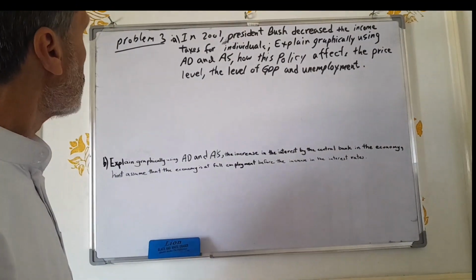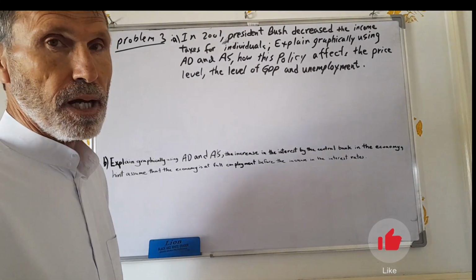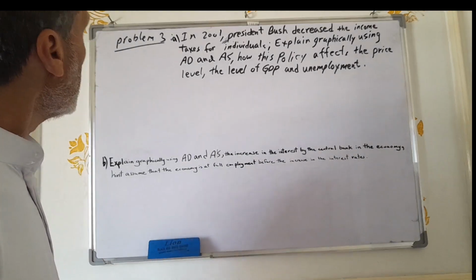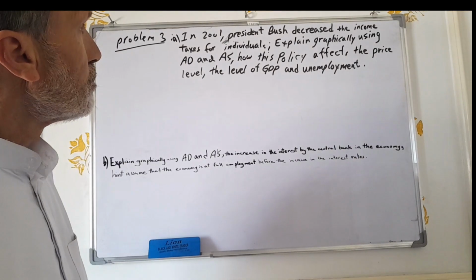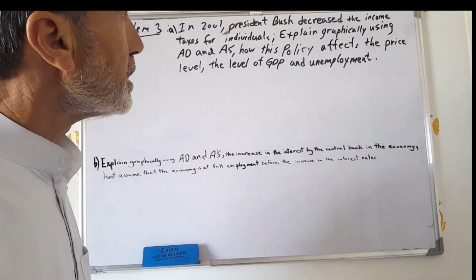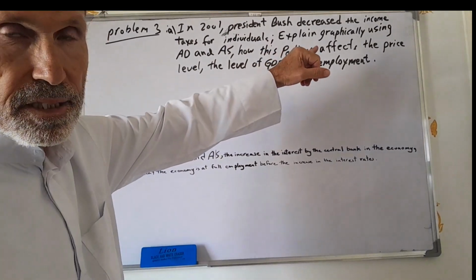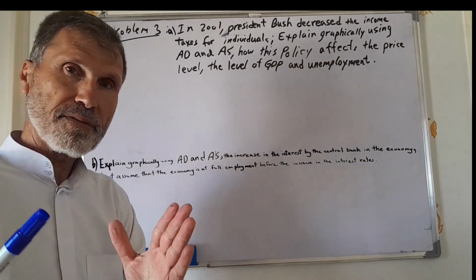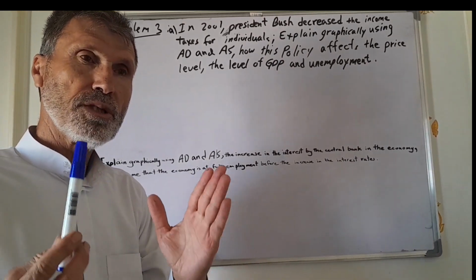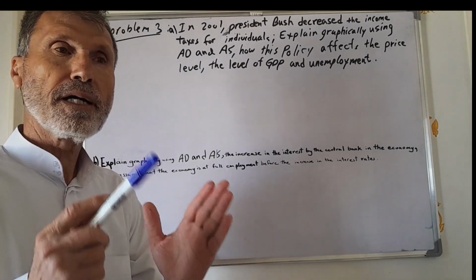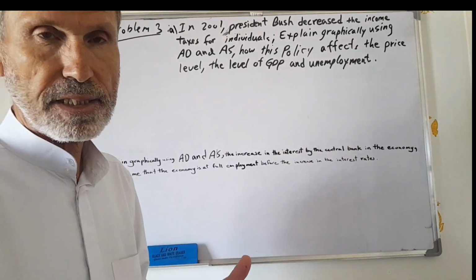Okay, this problem 3 is from the aggregate demand, aggregate supply chapter. The problem consists of two parts, A and B. Part A says in 2001, President Bush of the United States decreased the income taxes for individuals. Explain graphically. So you have to draw a graph of aggregate demand and aggregate supply. When the question asks you to show the problem graphically, then you have to draw a graph of aggregate demand and aggregate supply, labeling everything along the vertical axis and along the horizontal axis.